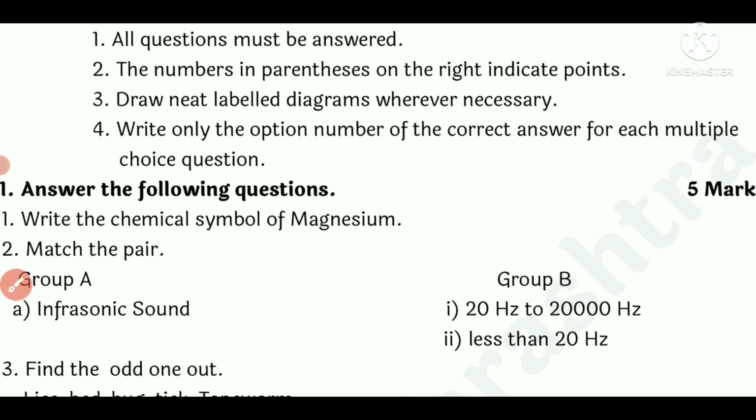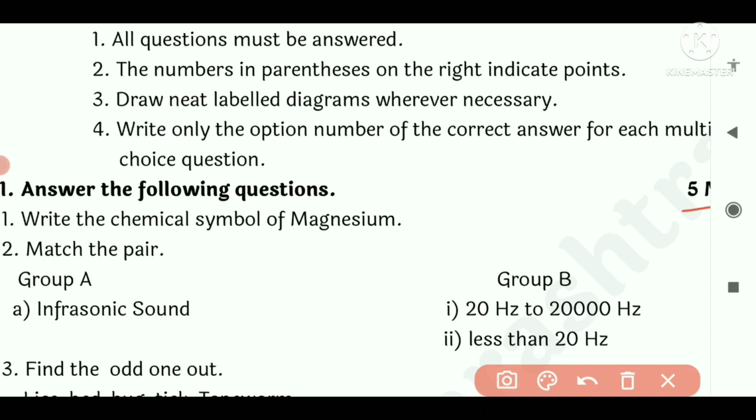5 marks. Write the chemical symbol of magnesium. The chemical symbol of magnesium is Mg.